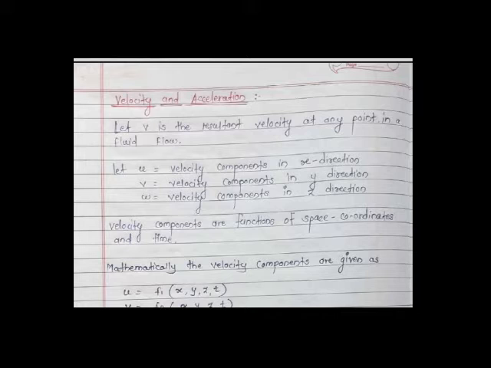If we consider the fluid flowing through a channel, and this velocity V is a resultant velocity, this resultant velocity has three components, u, v and w, because this fluid is flowing through a three-dimensional flow. So u indicates the velocity component in the x direction, v is the velocity component in the y direction, and w is the velocity component in the z direction.